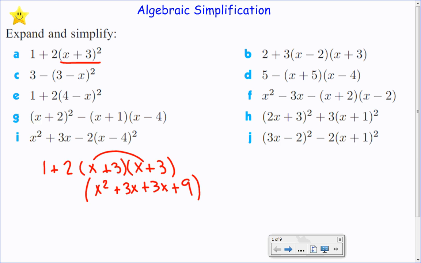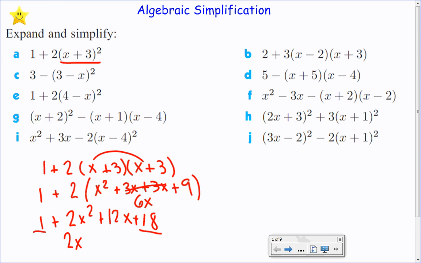Okay, and that's still in brackets. And then we'll multiply that by the 2. We've still got the plus 1 in front, so 1. And then these combine to 6x, right? So we can multiply 2 times each of those terms, so 2x squared plus 12x plus 18. And then 1 plus 18 gives us 19. So 2x squared plus 12x plus 19. Okay.